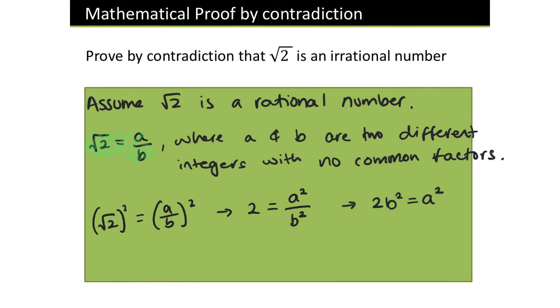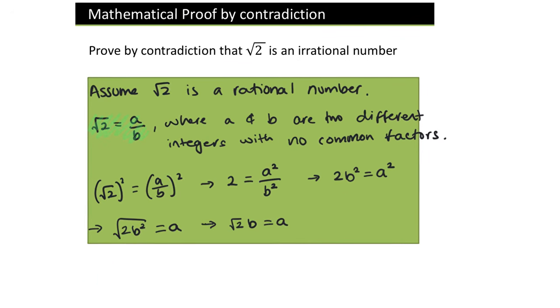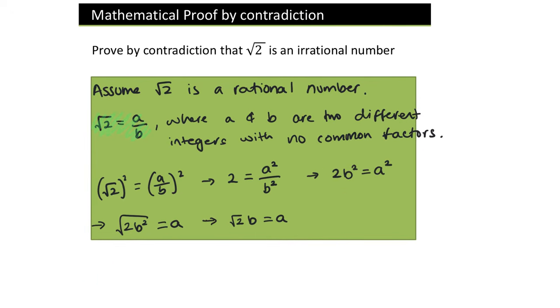So what does a equal? Even, odd? So therefore, that also means that root 2b squared equals a. So technically, root 2b equals a. So technically, I hate this proof. Technically, we could substitute it back in, couldn't we?